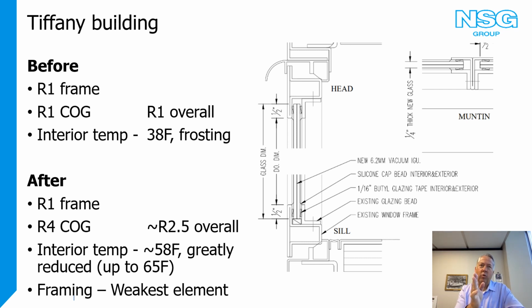So afterwards, you take an R4 center of glass, and we could have put in higher performance products, but it changed the footprint, it changed the installation designs, it changed the aesthetics of the buildings. That all went into consideration of what you chose. But if you take an R1 frame and an R4 center of glass, overall you're getting to about an R2.5.